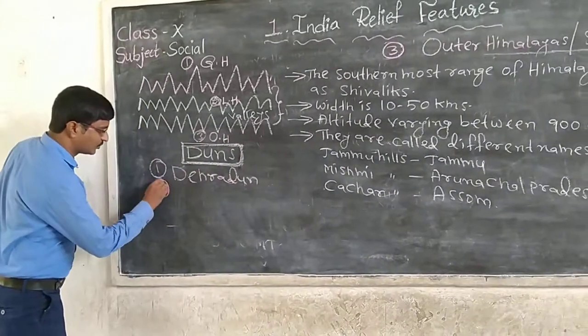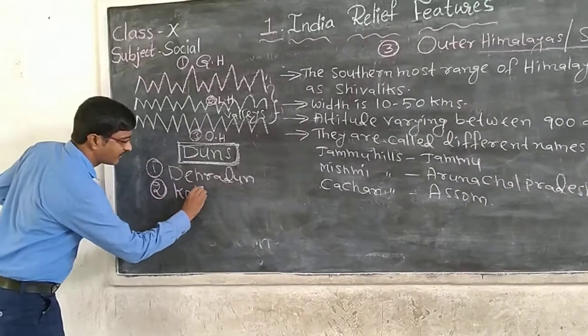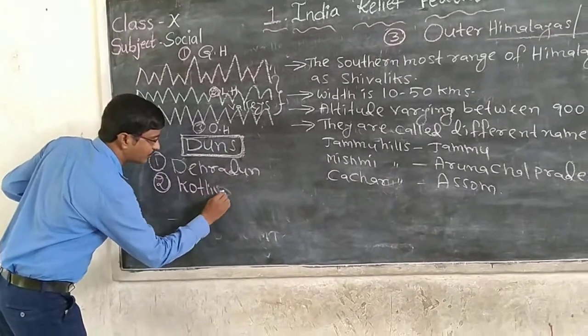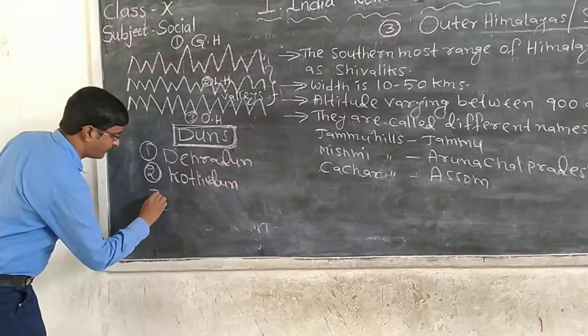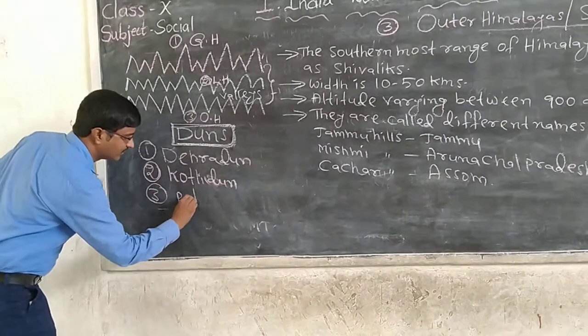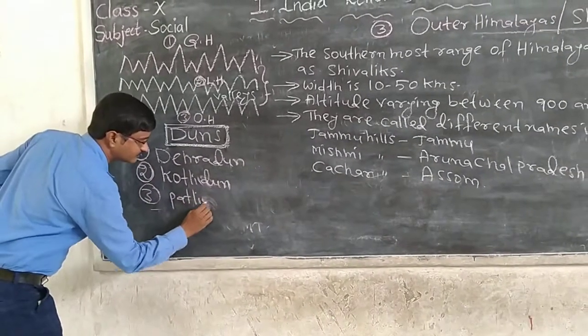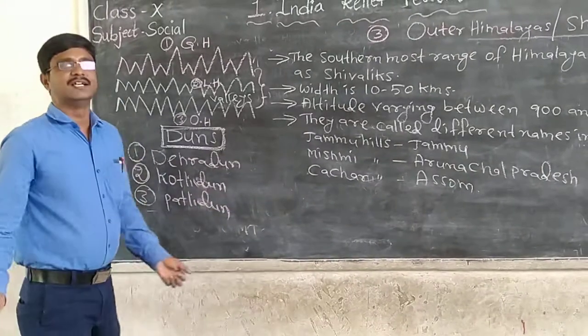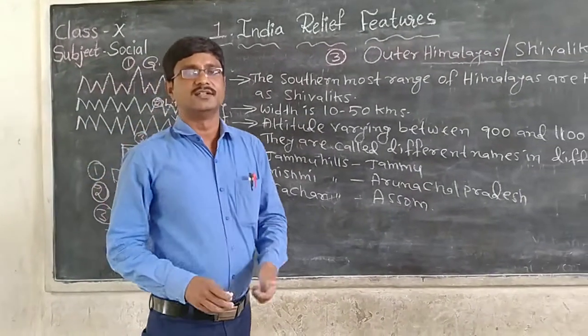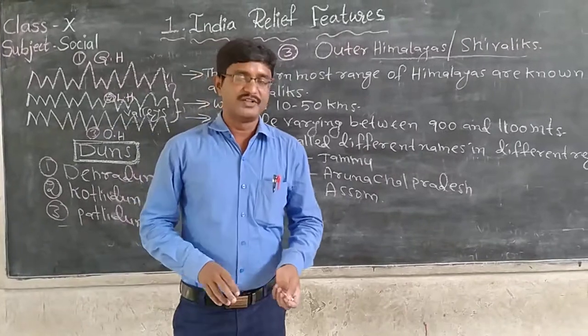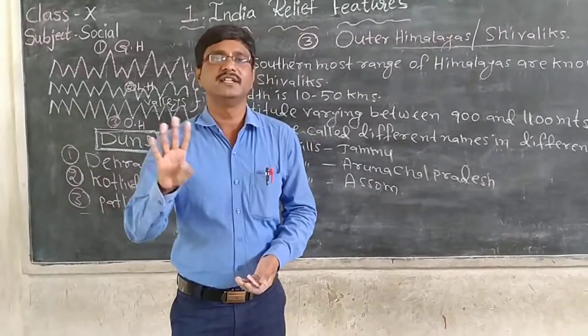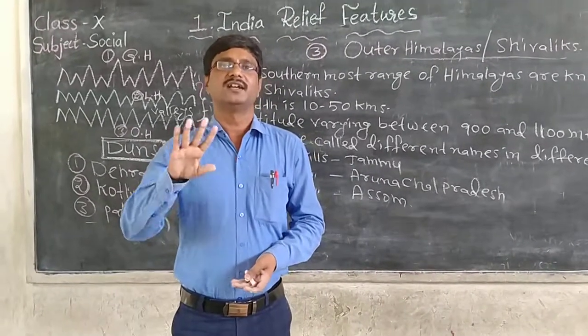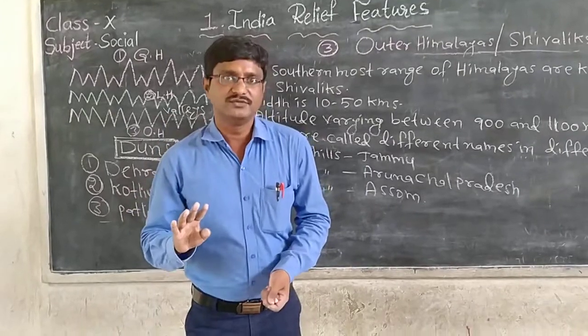Next, Kotli Dune and Patli Dune. These are different examples of dunes. Have you understood? Right? So this is the information about Himalayan ranges. These are the three ranges of Himalayas: Greater Himalayas, Lesser Himalayas, and Shivaliks.